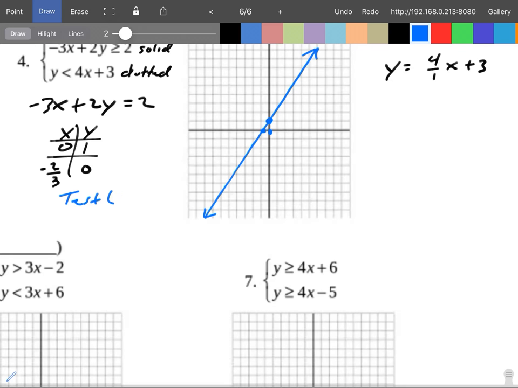So if I test 0, 0, I'm going to put that in the original inequality, the top one. That's going to give me negative 3 times 0 plus 2 times 0 is greater than or equal to 2. Well, negative 3 times 0 plus 2 times 0, that's just 0. So I get 0 is greater than or equal to 2, and that is false.